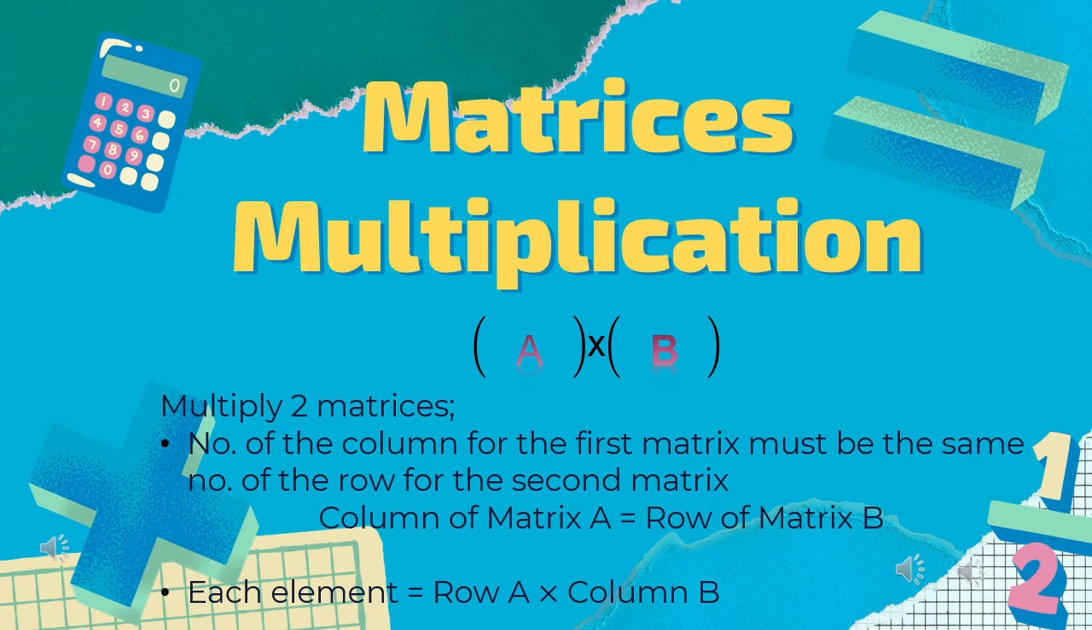Here we have two matrices, A and B. Matrix A represents the rows, and matrix B represents the columns. We will multiply them together to find the resulting matrix, AB.